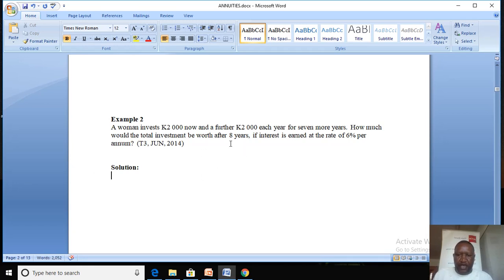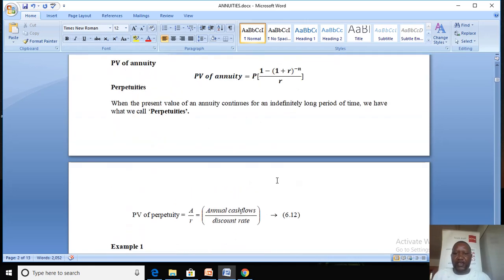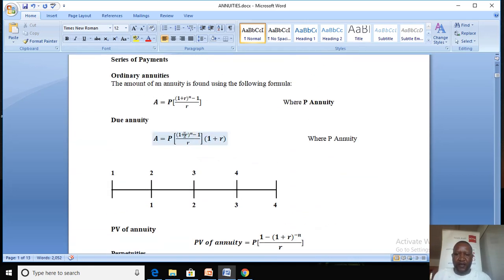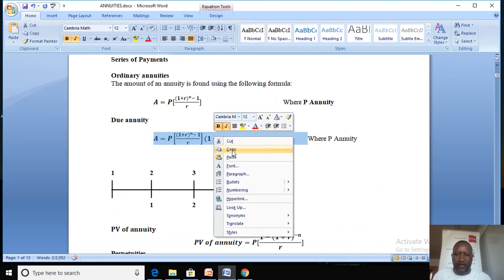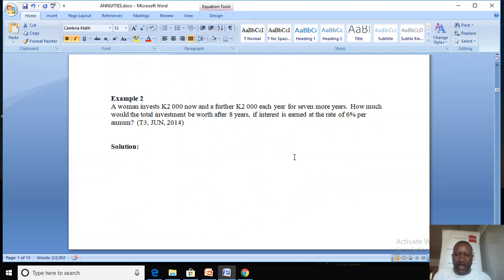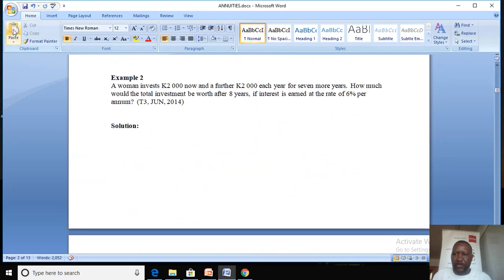This is a due annuity. Why? Because payments are made at the beginning of the period. The first payment is made now. So let's get our due annuity formula. That's our due annuity formula. Drop it down to your solution and then begin to substitute.